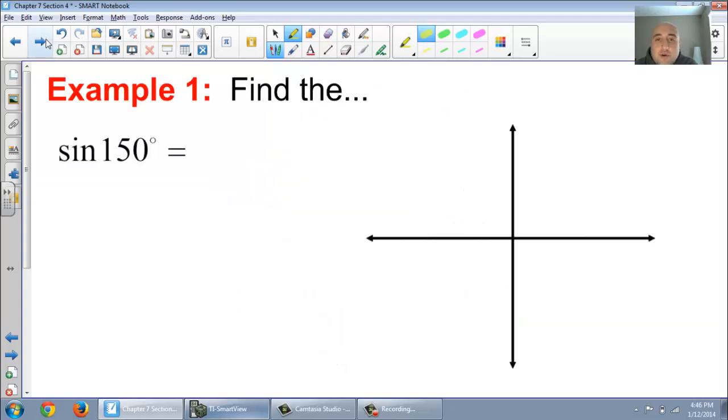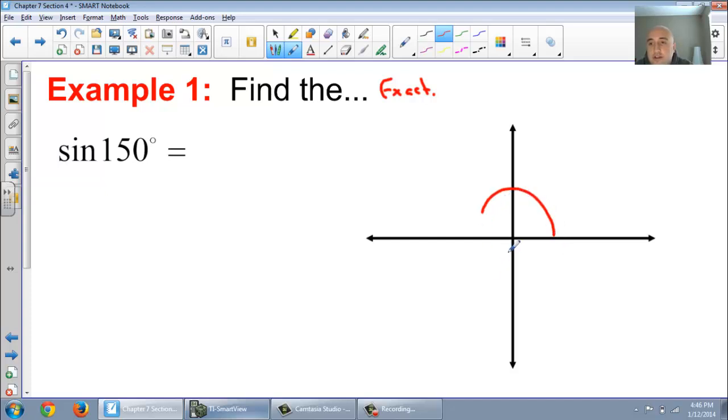Okay, so let's do an example. Let's finally figure out how to do this. It says find the sine of 150. Do not plug it in on your calculator. Find the exact measure of 150 degrees. So what you should first do to get used to these is draw your angle.